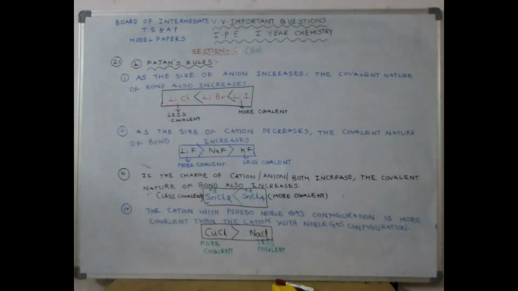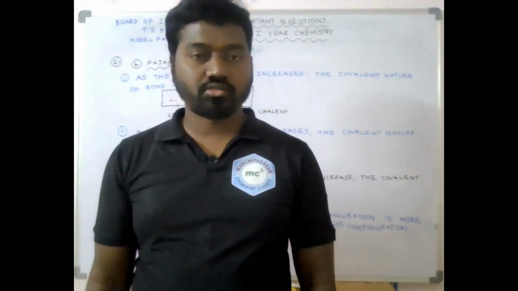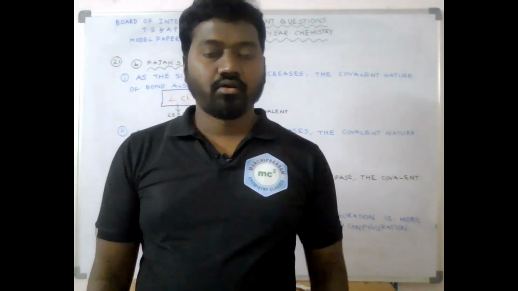The last half of the question, Fajans' rules, is also completed. So that's about the 8 marks questions in the model paper.